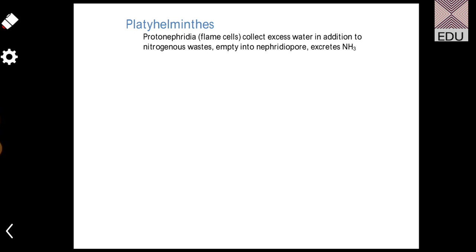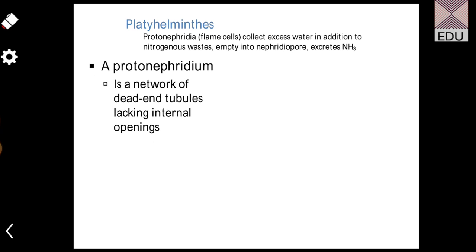Now these are collecting excess water in addition to the nitrogenous wastes, and they are emptying into the nephridiopore, and they are excreting ammonia out of the body of the animal. Now if we talk about these animals, here we have a protonephridium, and it is a network of tubules which have dead ends. Now why do they have dead ends? Because they have flame cells which are closed on the top.